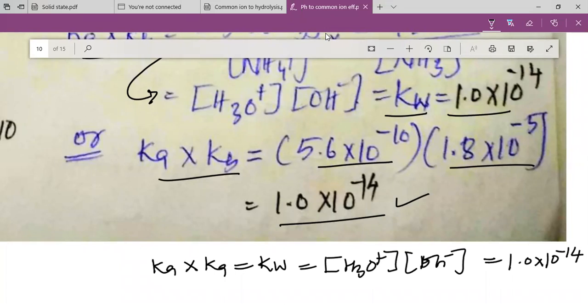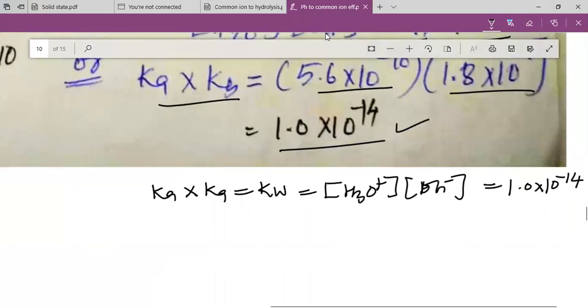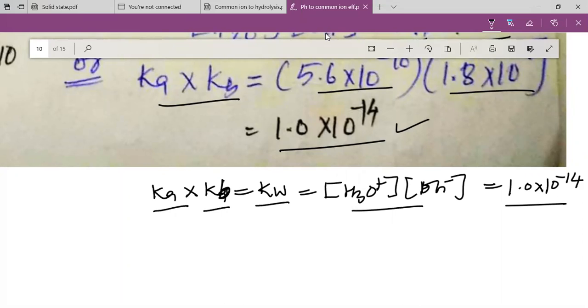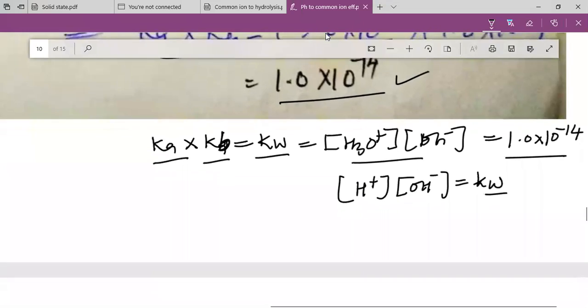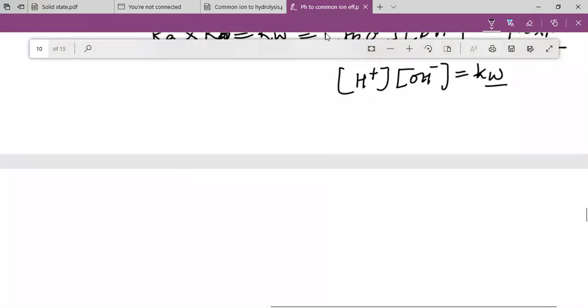So this is how, my dear students, it's quite clear to us that we have this relationship between Ka and Kb, that Ka multiplied by Kb is equal to Kw, and the value is 10 to the power minus 14. It is also related to the concentration of H3O plus and OH minus. Instead of H3O plus, we can even write the concentration of H plus and OH minus, and that is also known as the Kw. So this is how, my dear students, we understand exactly the idea of the relationship between Ka and Kb. Let's move forward and understand it in detail.